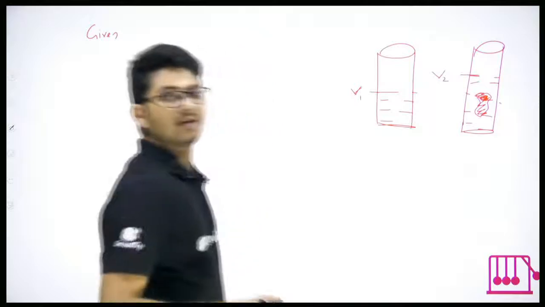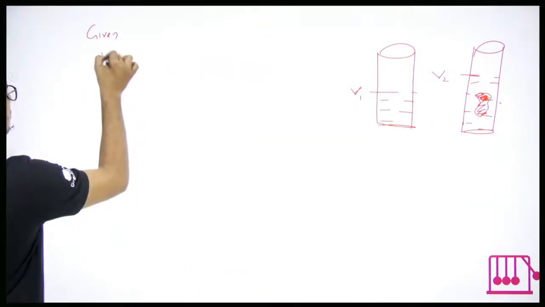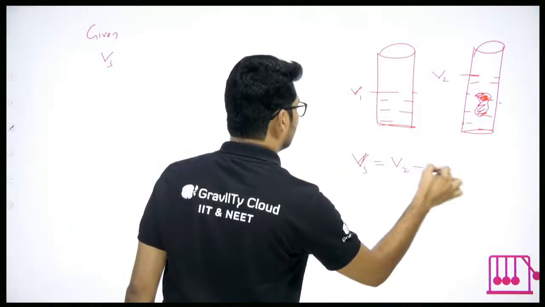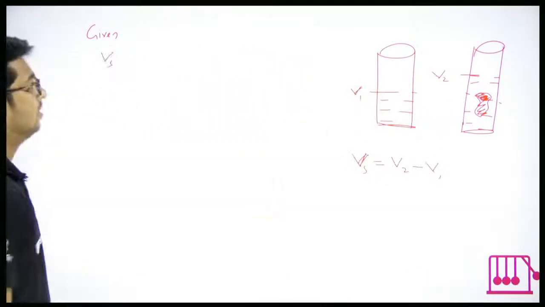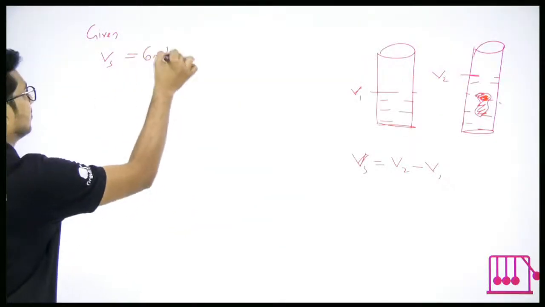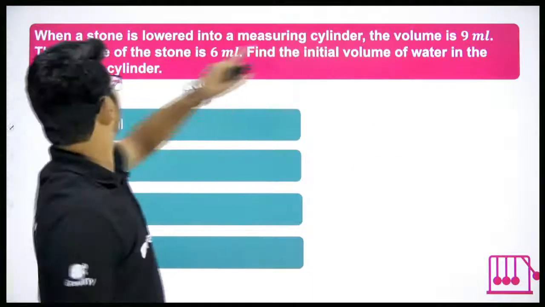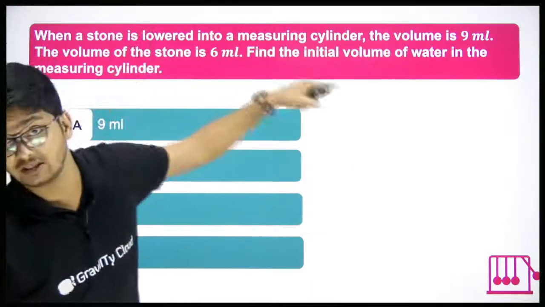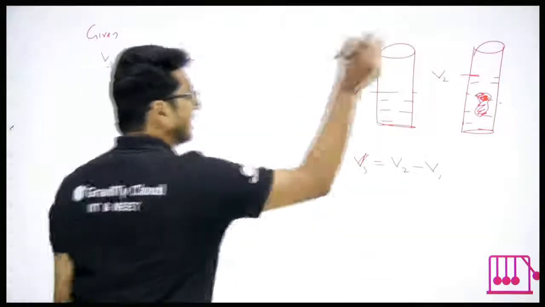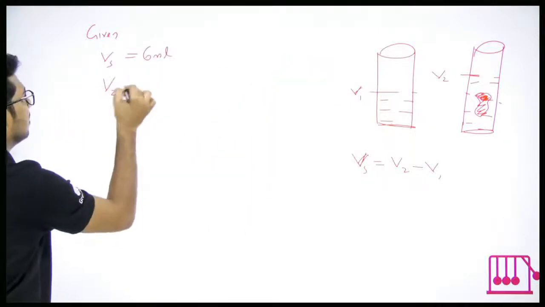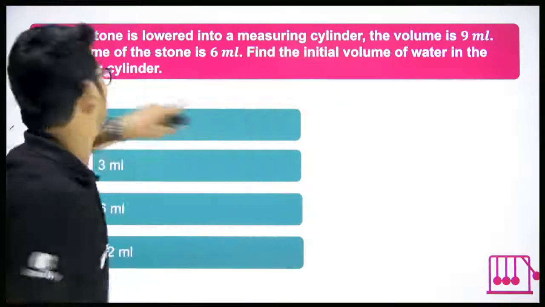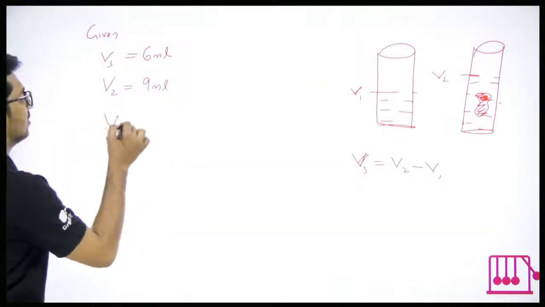V2. We know the formula for volume of stone, which is how much? V2 minus V1. You just subtract the readings. But what is given here? Volume of stone is given as 6 ml. When a stone is lowered into a measuring cylinder, the stone is there in the cylinder, then the volume is 9 ml. That means in the second case, V2 is 9 ml. But what we have to find out? Find the initial volume of water. We have to find out V1.